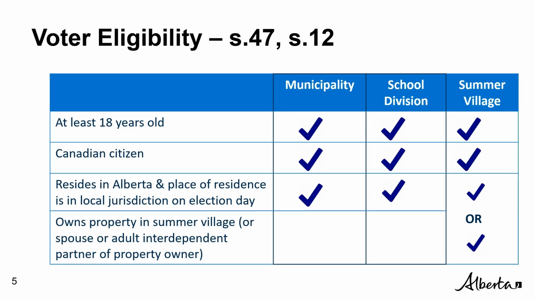For summer villages, electors must be at least 18 years old, a Canadian citizen, and either a resident of the summer village or be listed on the certificate of title as an owner of a property or the spouse or adult interdependent partner of a property owner.